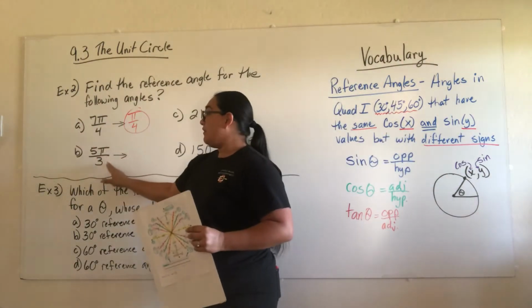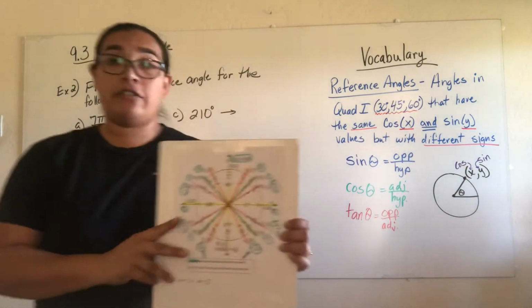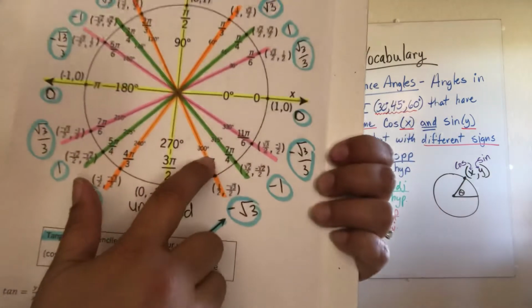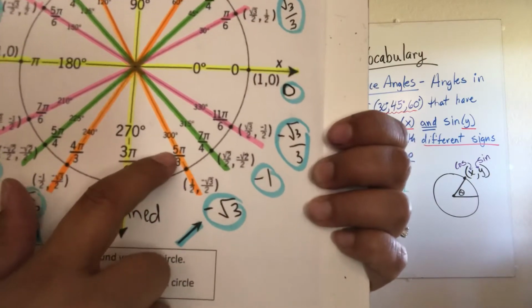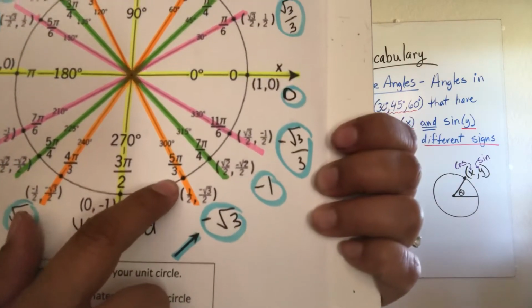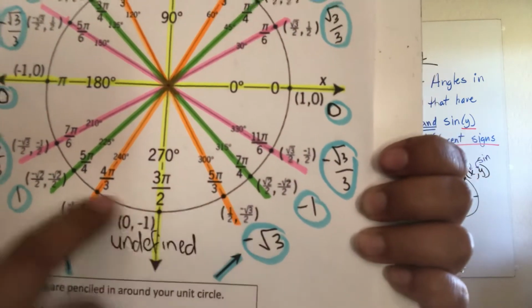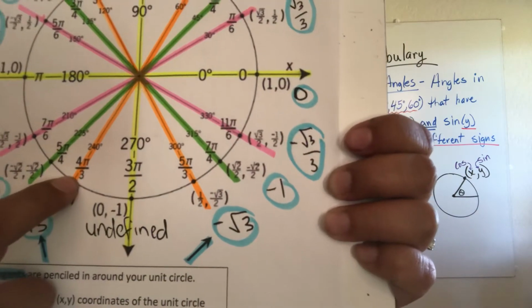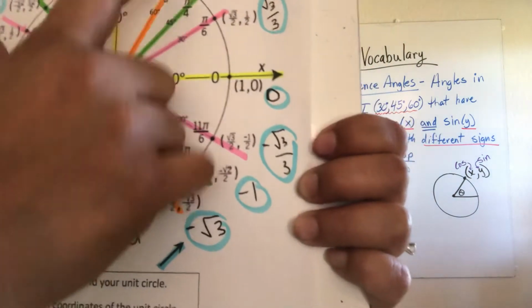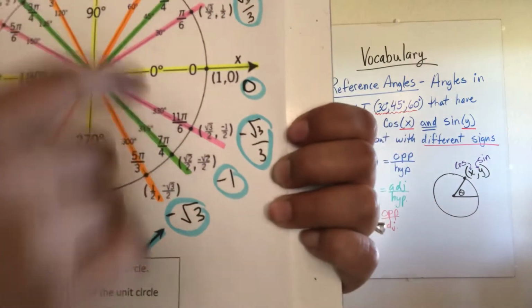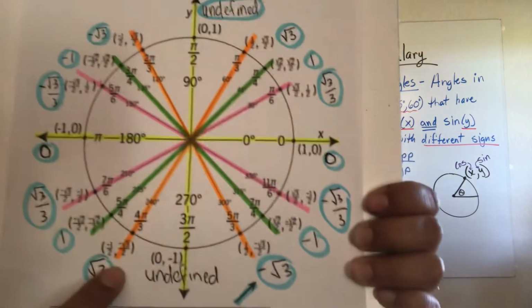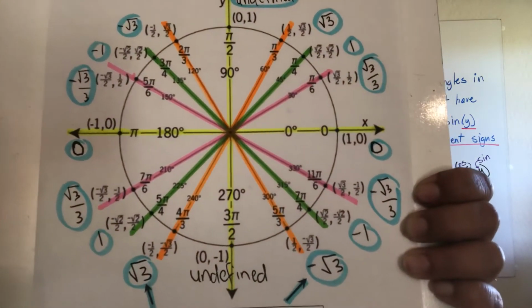5 pi over 3. Let's go look at the color coding for 5 pi over 3. So 5 pi over 3 is actually right here in the fourth quadrant as well. Here are some tricks for the radian measures. Look at the denominator there: 3. That's the orange one. Look at the denominator here: a 3, a 3. So all of the orange radian measures have a denominator of 3 on them, so you'll easily be able to recognize it right away.